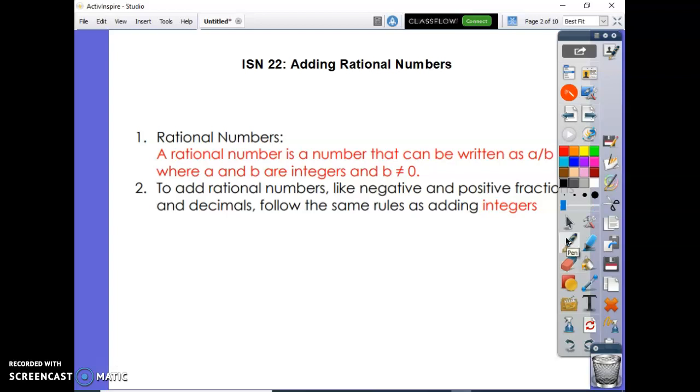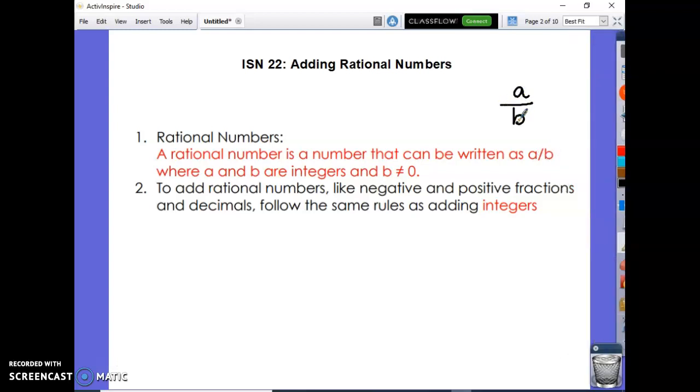So page 22 talks about adding rational numbers. What are rational numbers? A rational number is a number that can be written as a over b as a fraction, where a and b are integers and b cannot equal 0. B cannot equal 0 because remember, we can't have a 0 in the denominator. To add rational numbers like negative and positive fractions and decimals follow the same rules as adding integers.